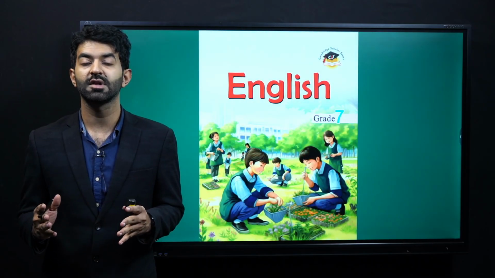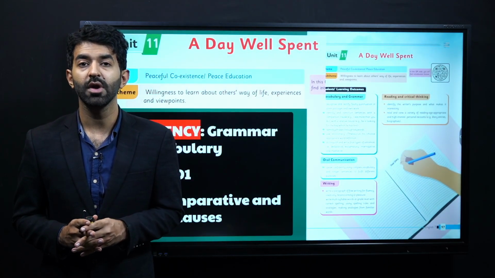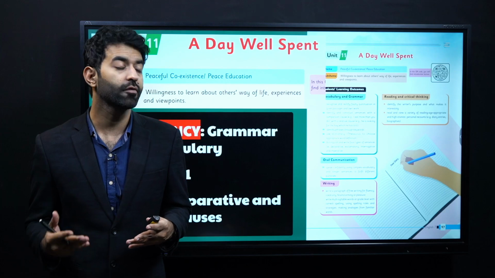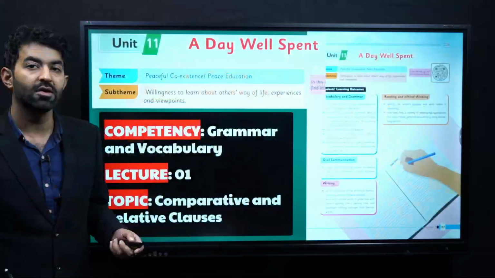Today is our very first lecture of Unit 11. Dear learners, let's see what we are supposed to do today. We are going to learn about a student's learning outcome that is of the competency of grammar and vocabulary. And we are going to talk about comparative and relative clauses.